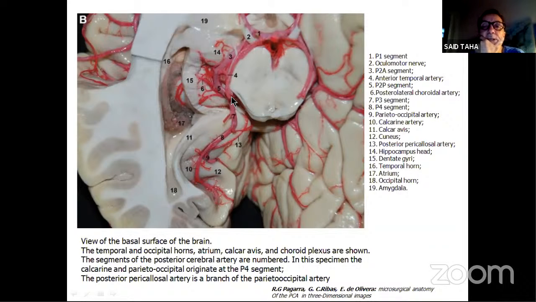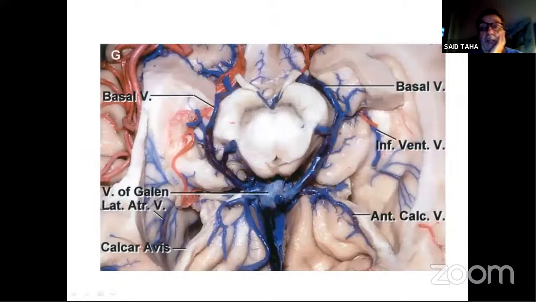Here is the cortical part of the posterior cerebral artery. The vein of drainage here is the vein of Galen, with all the confluents from all the regions of the cerebrum.